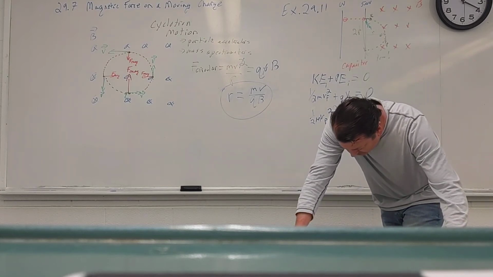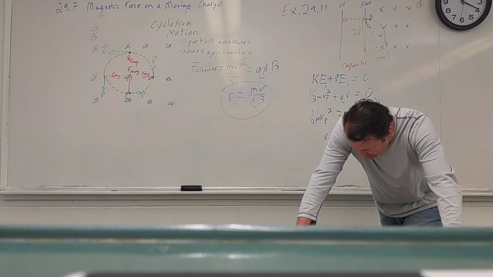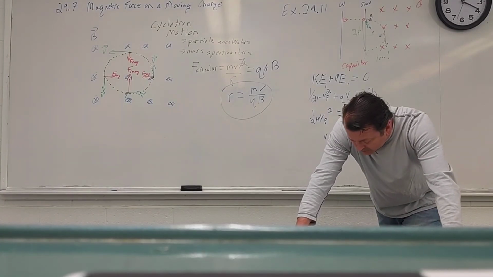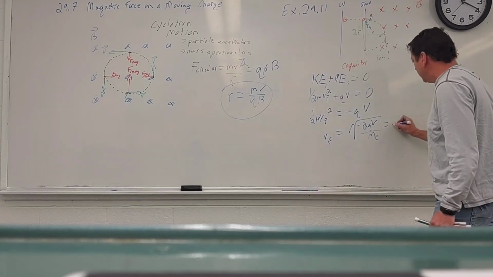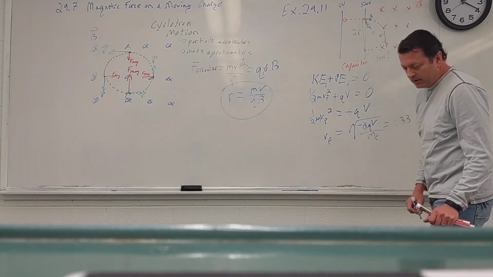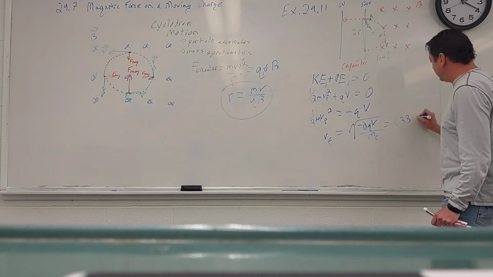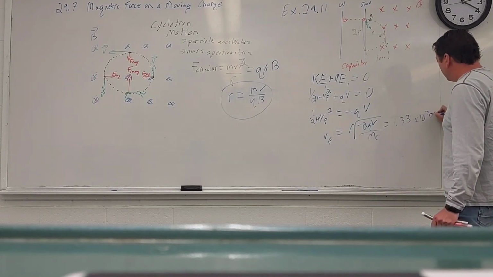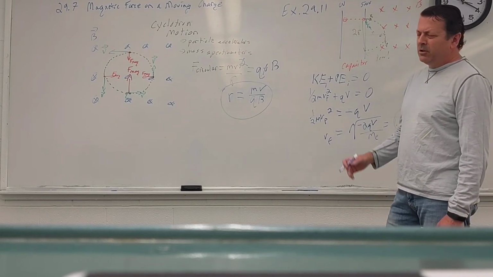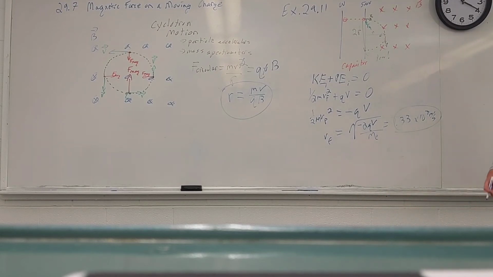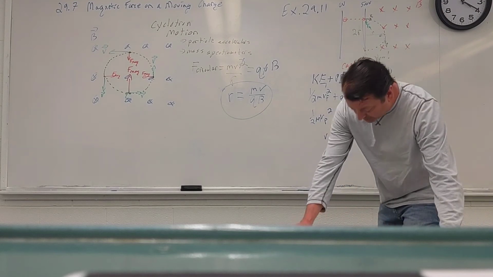And if you plug in the numbers, since this is an electron, it would be a negative everything, so that negative becomes a positive. And you'll get about 1.33 times 10 to the 7th meters per second. That is within a little bit less than 10% of the speed of light. So you're starting to get relativistic effects coming on there.